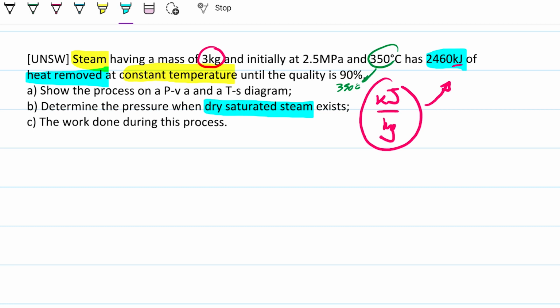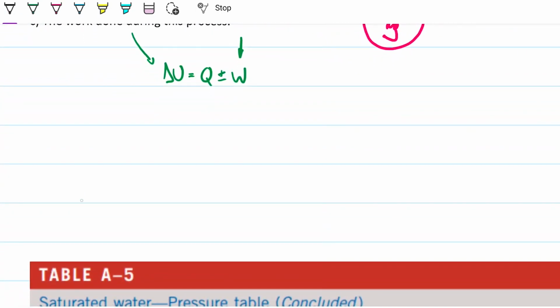And then we need to calculate the work done in this process. Note that we have the key to finding internal energy, and we're given the amount of heat, so we can use this famous equation for a closed system to find work with it. Okay, so let's get started by first quickly drawing what's going on.